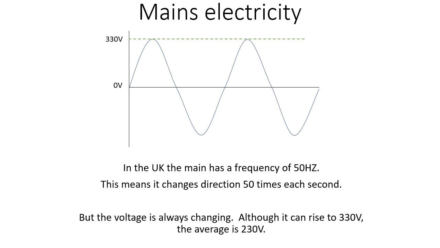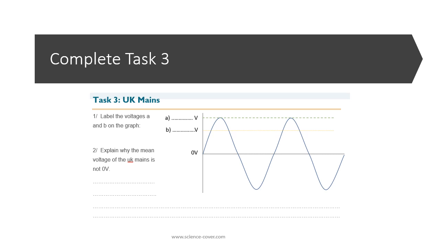But since it makes little difference to us whether the current is flowing forward or backward, we can treat all of the current as if it is going forward, and then calculate the average voltage. We call this the root mean squared voltage, the RMS voltage, and that is 230 volts. So we say in the UK that the mains voltage is 230 volts, despite the fact that the peak voltage is 330 volts.